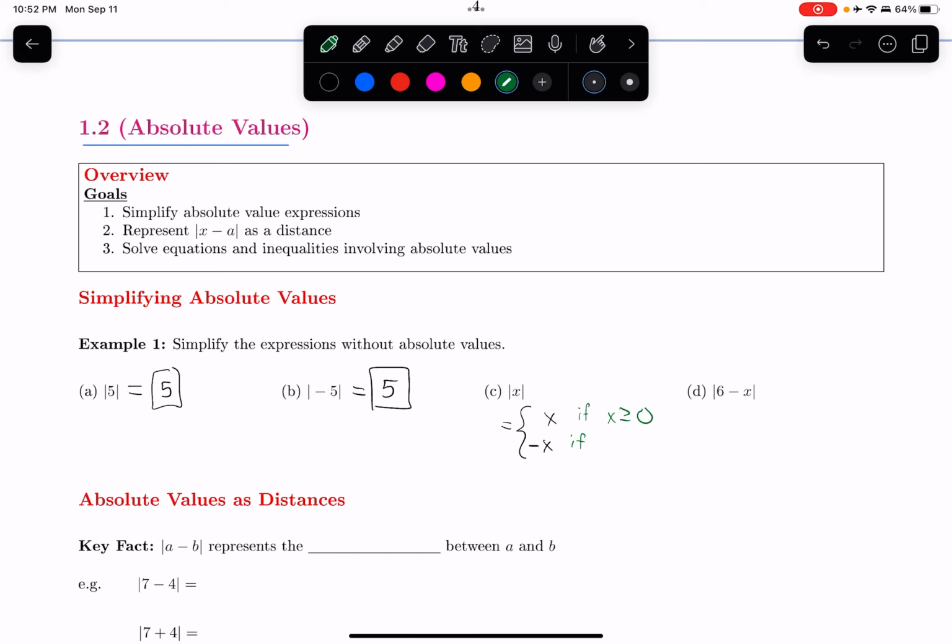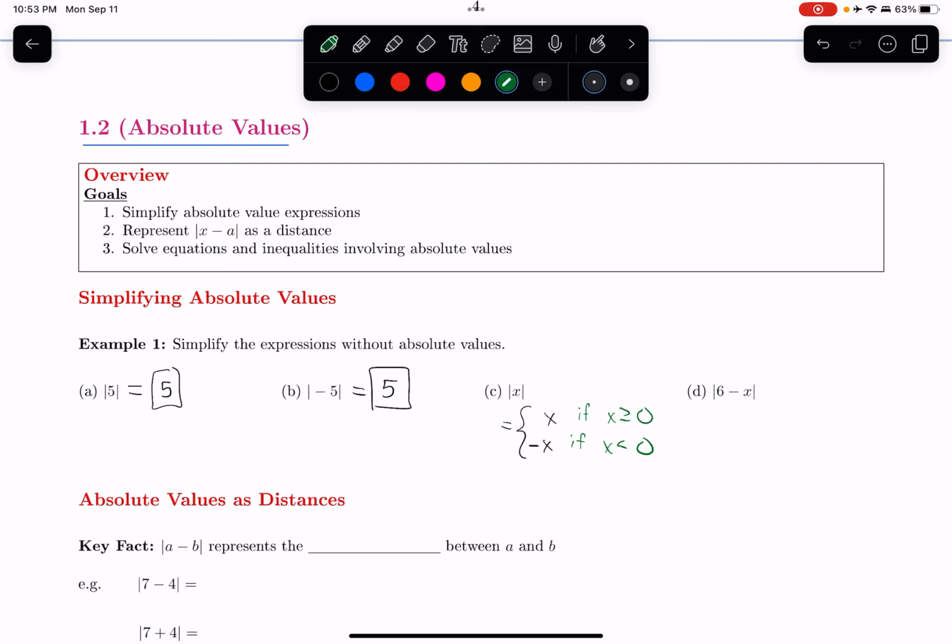In the bottom situation, for me to have to switch the sign, the inside of my absolute value, which is x, would have needed to be negative. In other words, it would have to be less than 0. So that's how I express the absolute value of x as a piecewise function with these two cases.